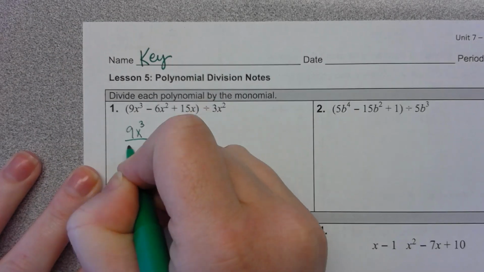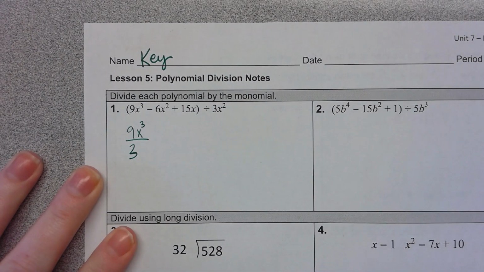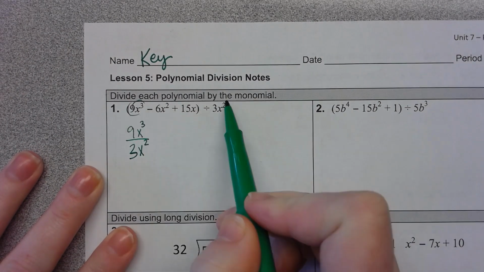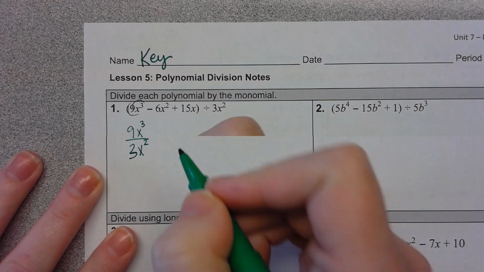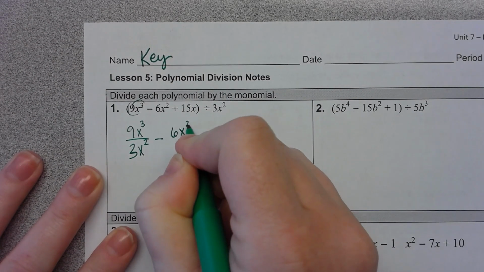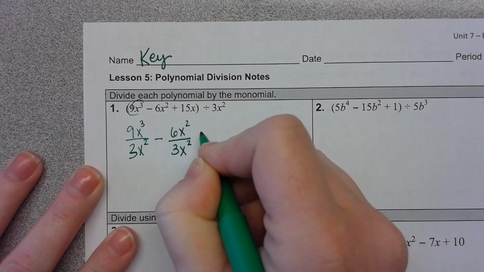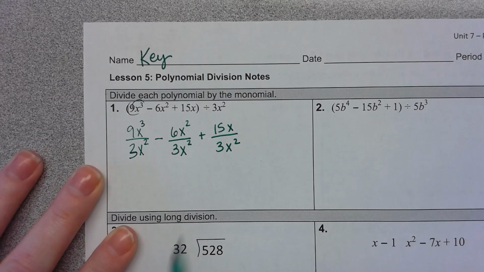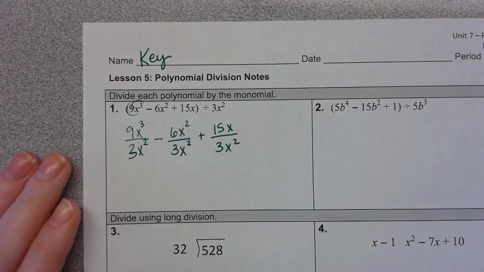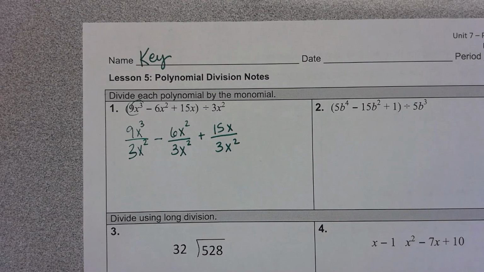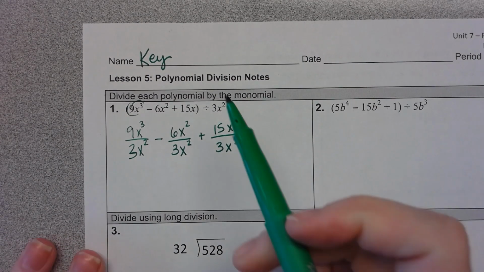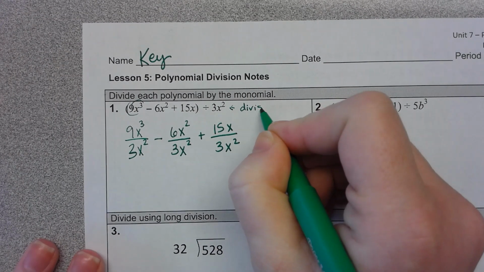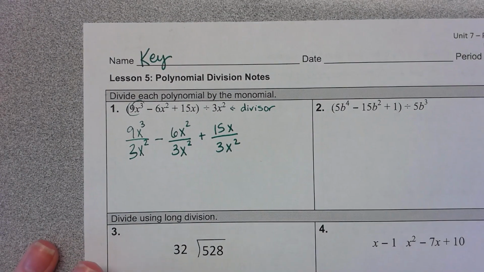So we're actually going to set up three mini division problems, and here's what that could look like. First we have 9x cubed divided by 3x squared. So that's this term right here divided by our monomial, minus 6x squared divided by 3x squared, plus 15x divided by 3x squared. So we're just going to take each of those 3 terms. If we had more terms or fewer terms, it would work the same way, and divide by this monomial. This is called the divisor, same as in an integer division problem.